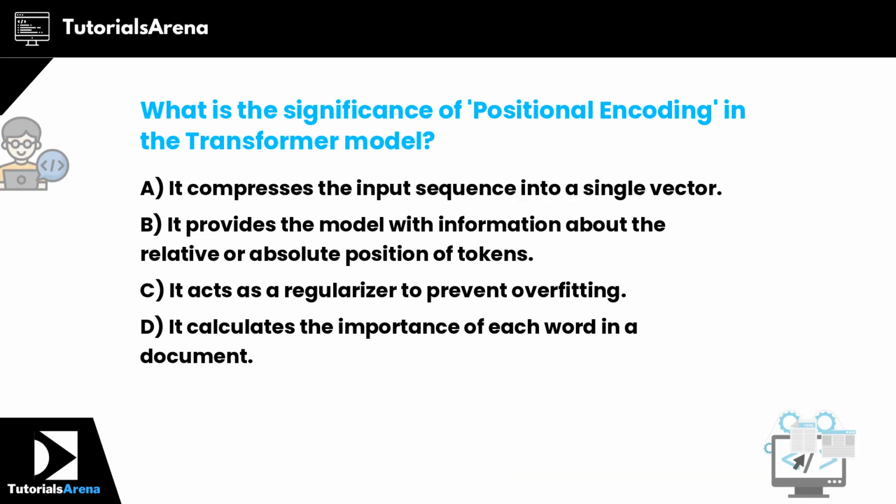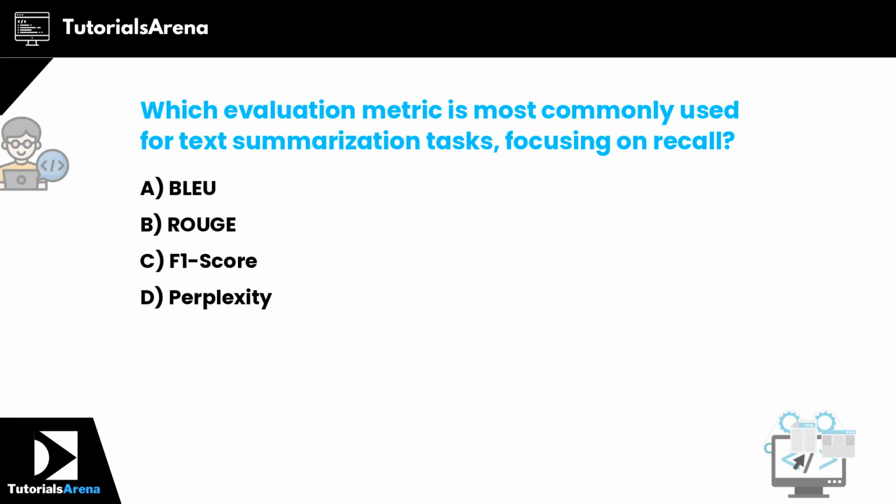What is the significance of positional encoding in the transformer model? The correct answer is option B. It provides the model with information about the relative or absolute position of tokens. Which evaluation metric is most commonly used for text summarization tasks, focusing on recall? The correct answer is option B, ROUGE.